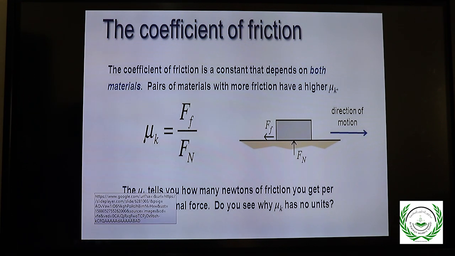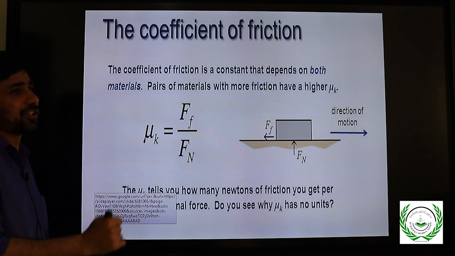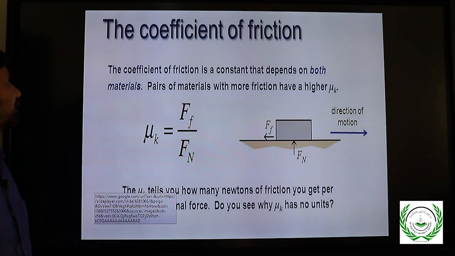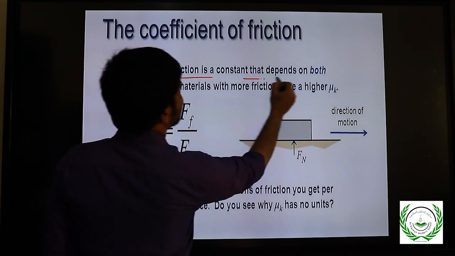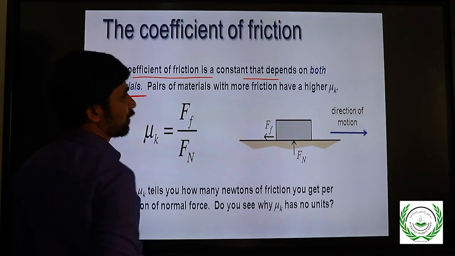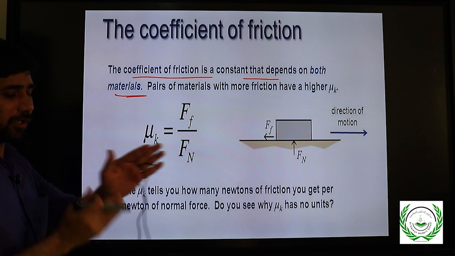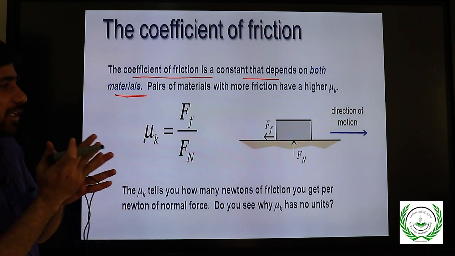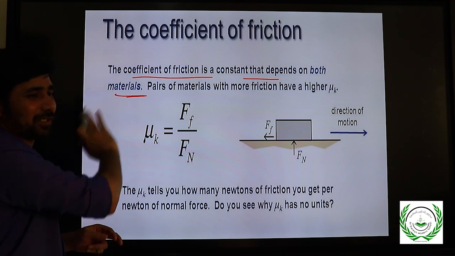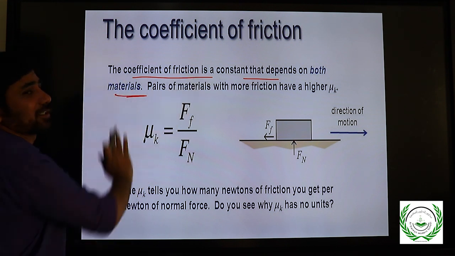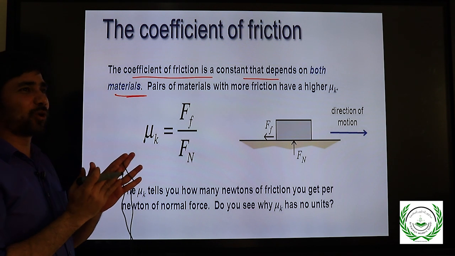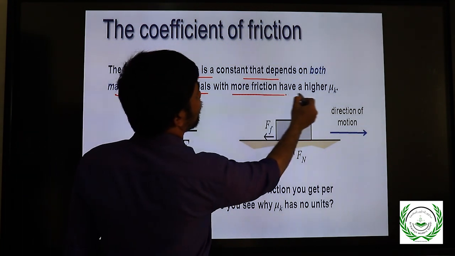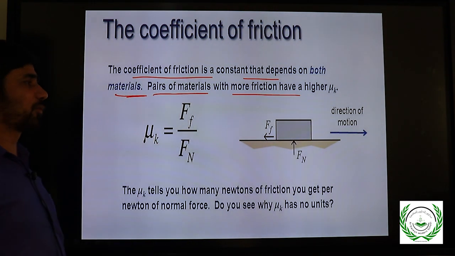The coefficient of friction tells how much friction there is. There is a friction, then how much? That tells about the coefficient. The coefficient of friction is a constant that depends on the materials. Two smooth surfaces, like marble stones and normal stones, are different. The wall surface is different and the screen surface is different. So the coefficient of friction depends upon the surfaces. Pairs of materials with more friction have a higher coefficient of friction.